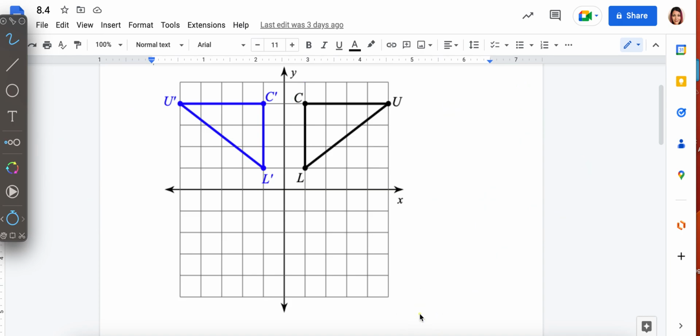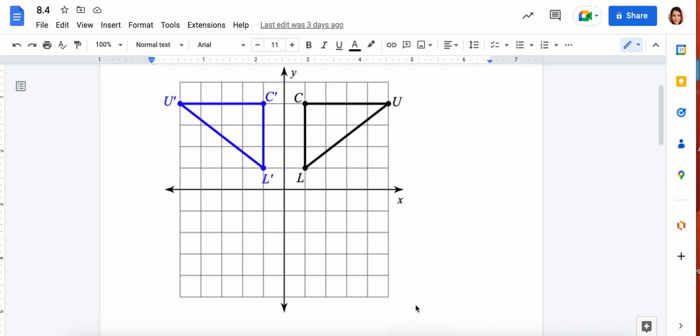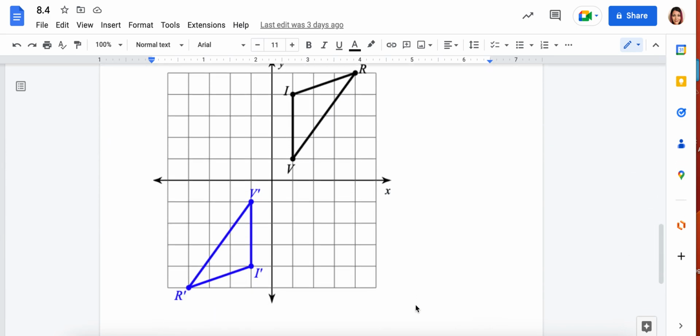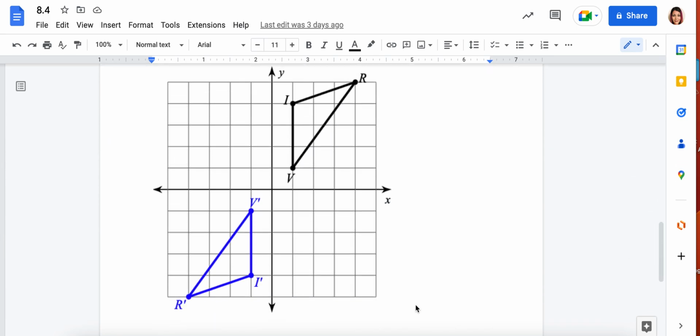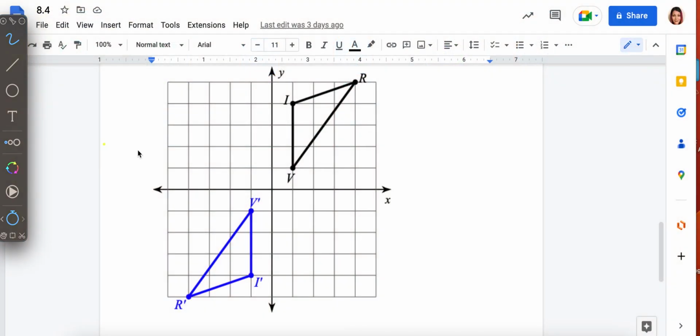Okay. Let's see if we have another. We do have another down here. Okay, so let me put my brush back on. So again, I'm going to do the exact same thing. This is our original figure, the black. I'm going to pick the point V.